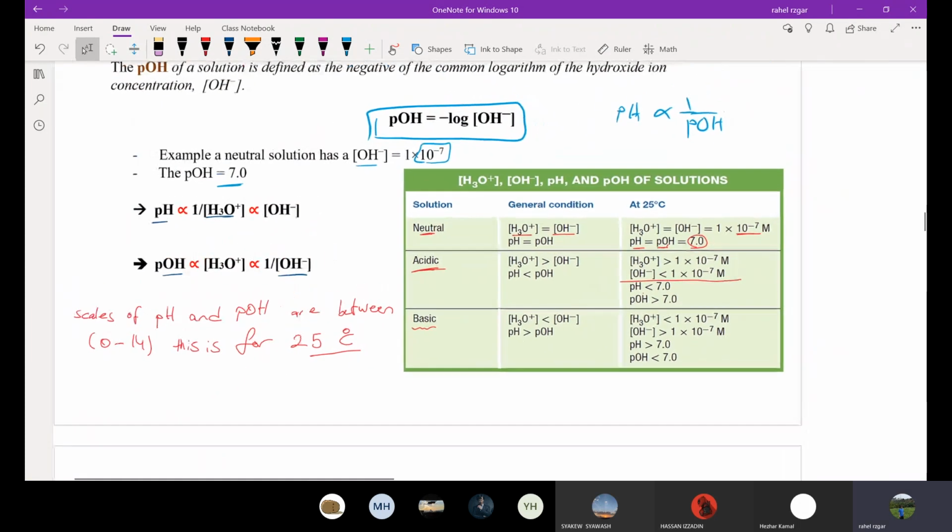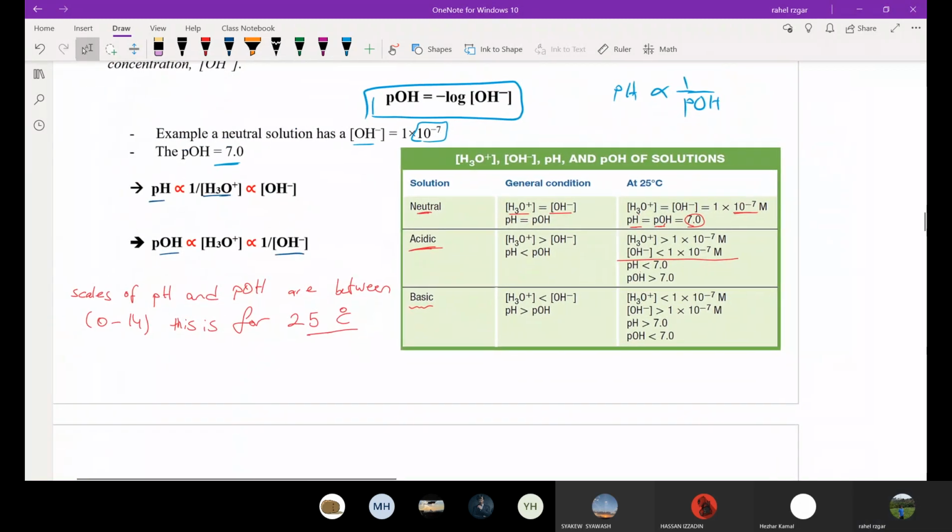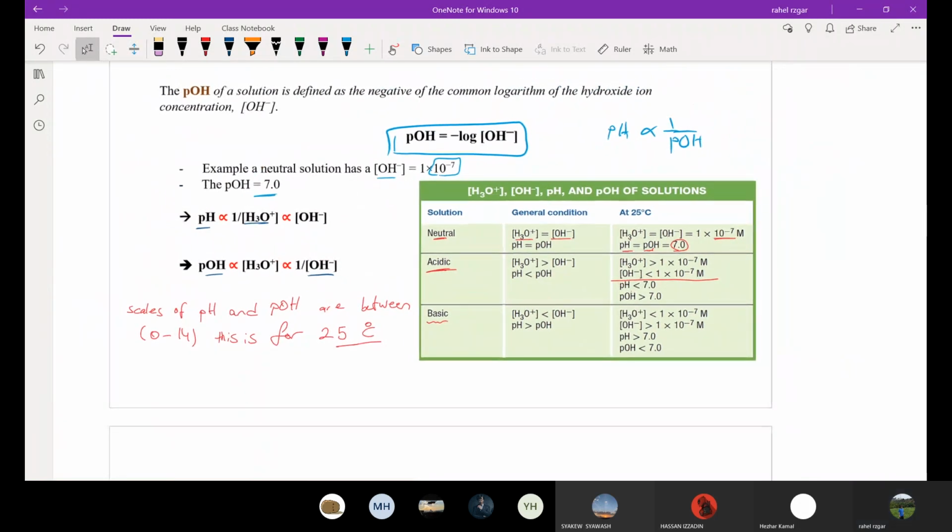Any questions? But mostly we just use pH. In very special situations, pOH will be given, or if they want to make the question a bit more difficult, they will use pOH. But generally, the most common one used is pH.